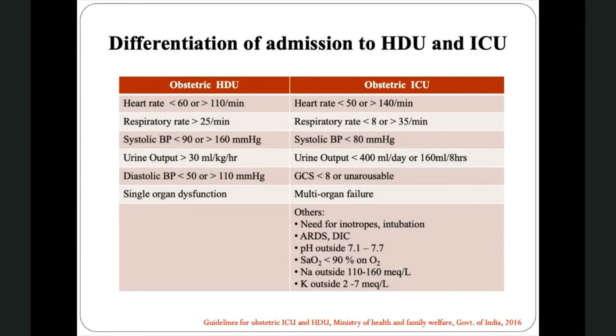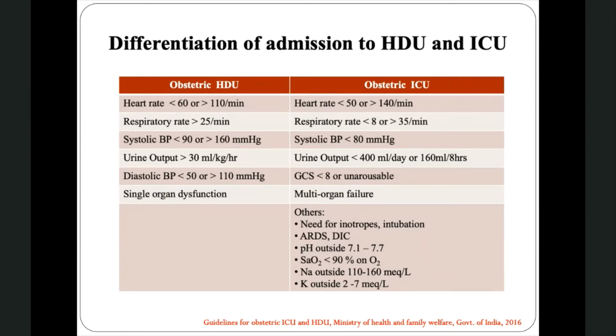If these conditions are getting worse, like heart rate less than 50 or more than 140, respiratory rate less than 8 or more than 35, systolic BP less than 80, urine output less than 400 ml in a day, Glasgow Coma Scale less than 8, multiple organ failure, respiratory failure, need of inotropes, intubation, ARDS, DIC, if acidosis is very severe, pH less than 7.1, alkalosis very severe, more than 7.7, if saturation is less than 90 on oxygen by mask, or if sodium is outside 110 to 160 milliequivalent per liter, it can lead to cerebral edema.